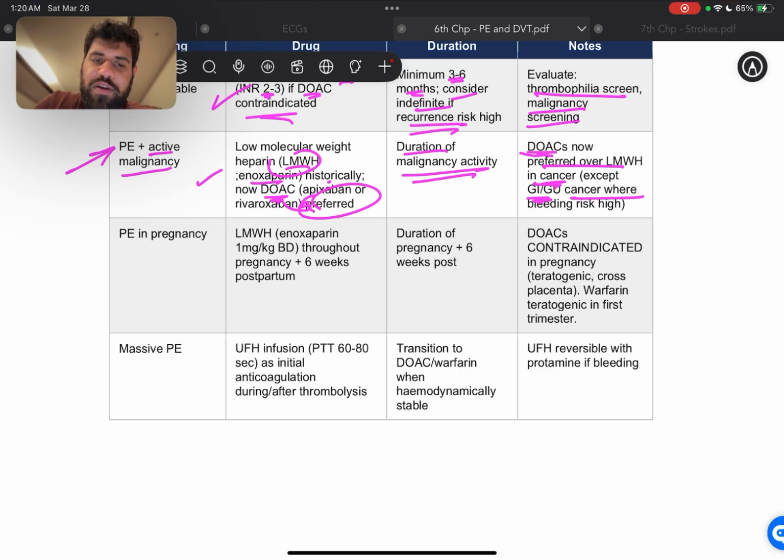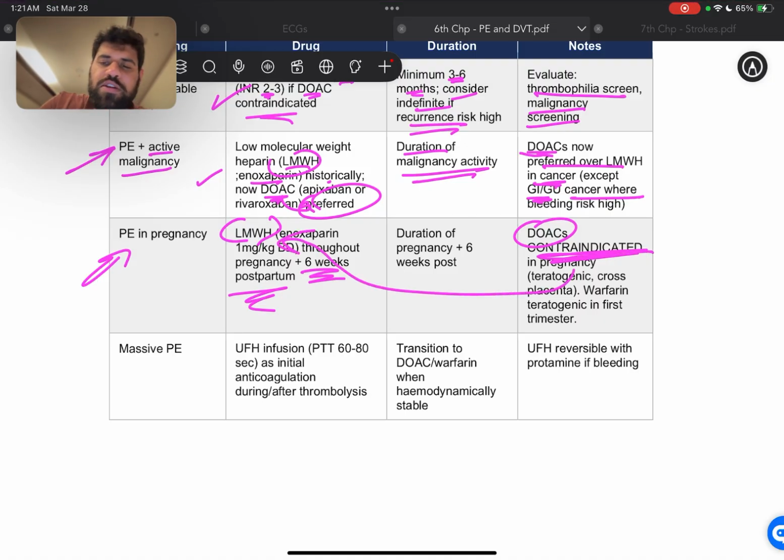All right. Now, PE with pregnancy, we prefer low molecular weight heparin throughout pregnancy plus 6 weeks postpartum. All right. The DOACs are contraindicated in pregnancy. So if they are contraindicated, we obviously give them low molecular weight heparin.